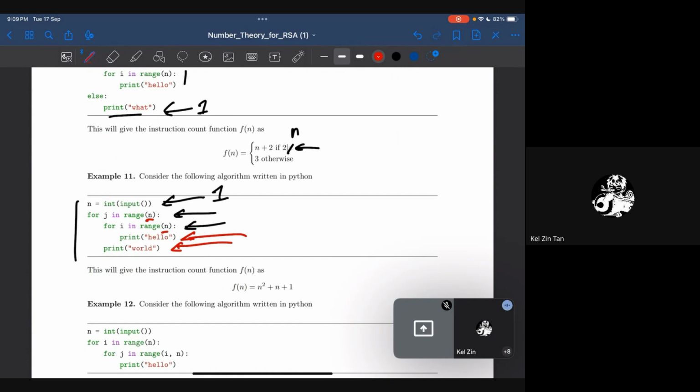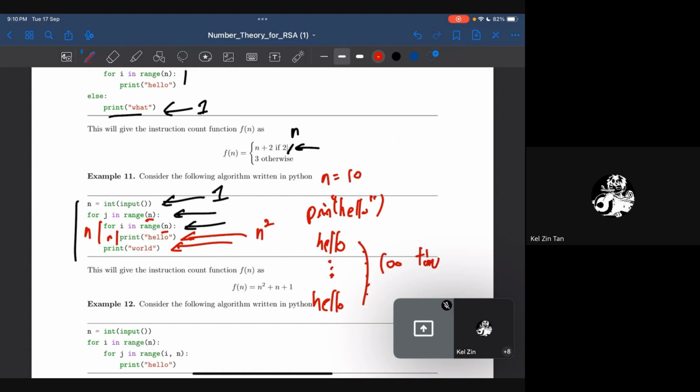Why? Because for j in range n means that this part will repeat for n times, and we have another for loop inside, so this part will repeat for another n times. So intuitively, this will give n squared times. If I run this code and put 10 as my input, then I will get 100 lines of print hello. I will run print hello for 100 times, which means the final output screen will have hello 100 times. You can verify it yourself, but that's how a nested for loop works.